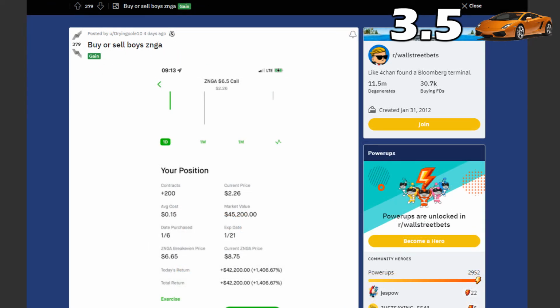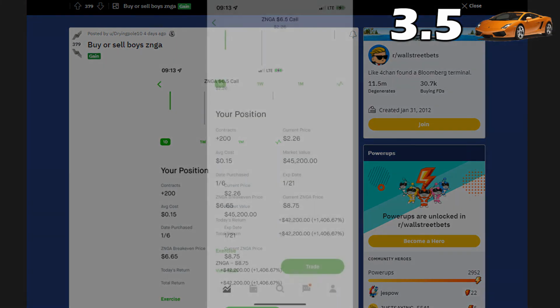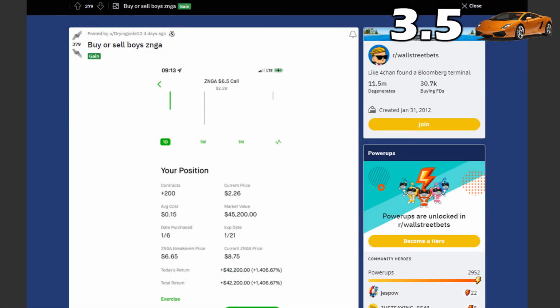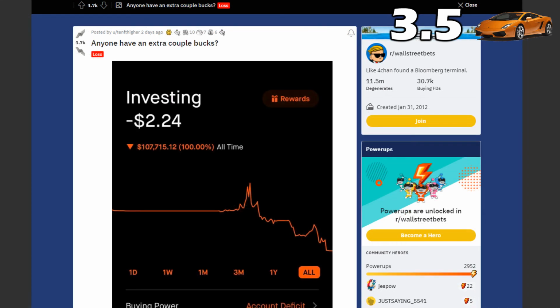Next, we have a gain by Drawing Pole 10. He made a huge gain percentage-wise on Zynga. He's up by more than 1400%, or $42,000 in total. He made so much money buying call options on Zynga with a strike price at $6.50. He bought them at an average cost of 15 cents. Then he sold them at $2.26 each. Expiration date is on January the 21st, so he still has some time before expiration, but hopefully he sold and secured the bag.